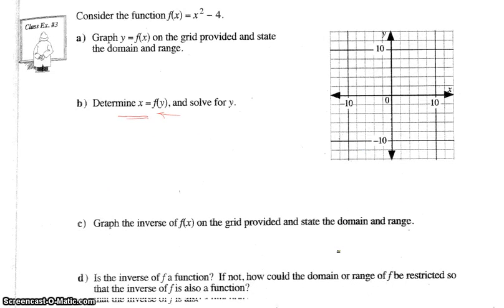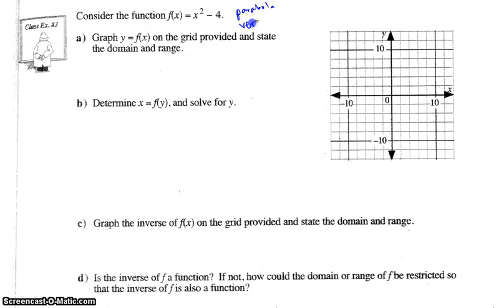Okay, next page. Consider the function f of x equals x squared minus 4. Graph y equals f of x on the grid provided, and state the domain and range. So we should graph that. If you want to, use your graphing calculator, and once you figure out the graph, put it back on this. You can also use your skills with quadratic functions from 20-1. So x squared minus 4, that should be a parabola.